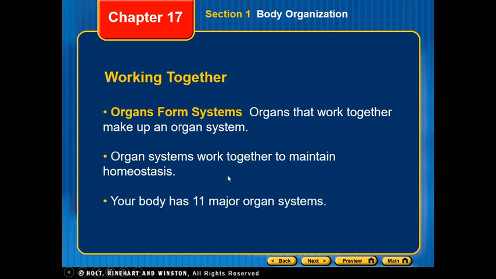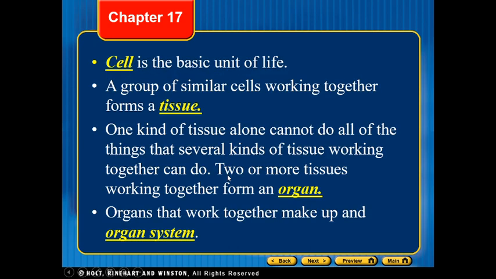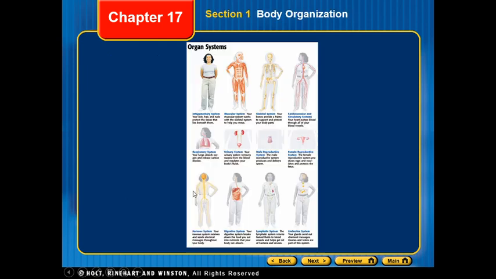So your body has 11 major organ systems. And before we go to that, let's review first what we have learned. Cell is the basic unit of life. A group of similar cells working together form a tissue. One kind of tissue alone cannot do all of the things that several kinds of tissue working together can do. Two or more tissues working together form an organ, and organs that work together make up an organ system.